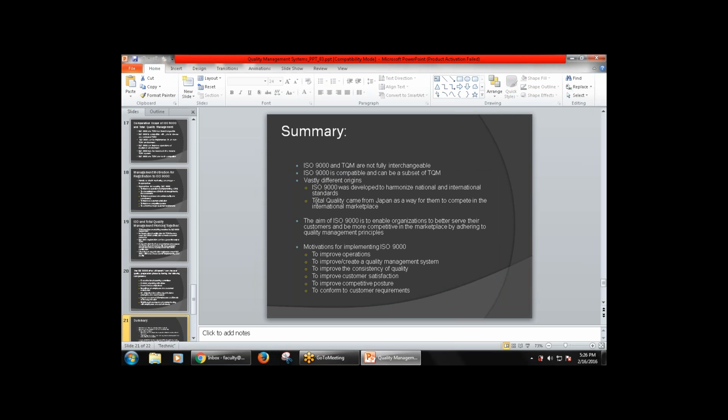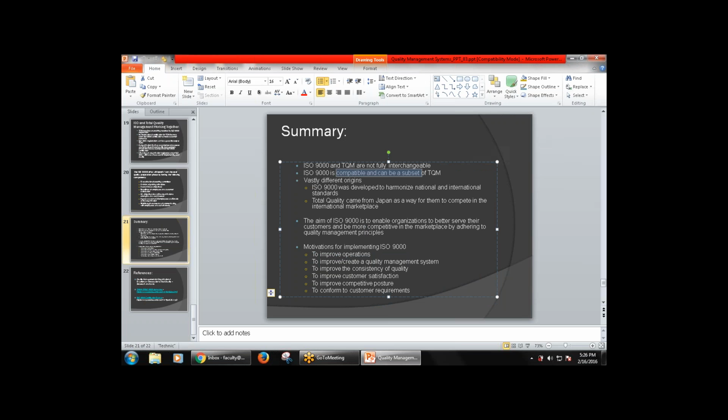Now this is the summary of what we have covered. ISO and TQM are not fully interchangeable, so we cannot fully interchange ISO and TQM. It is compatible and can be a subset of TQM. The aim of ISO 9000 is to enable the organization to better serve their customers and be more competitive in the marketplace by adhering to the quality management principles.